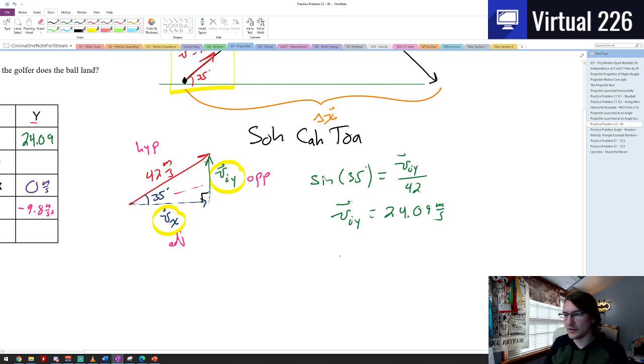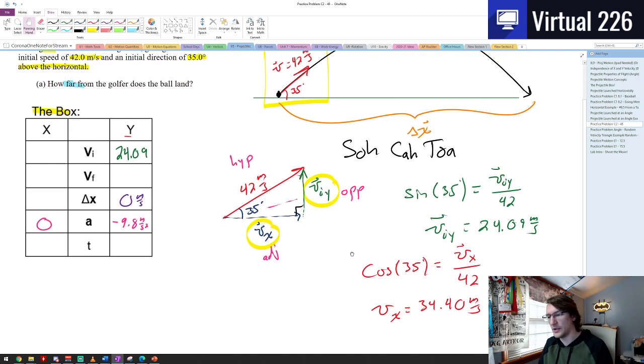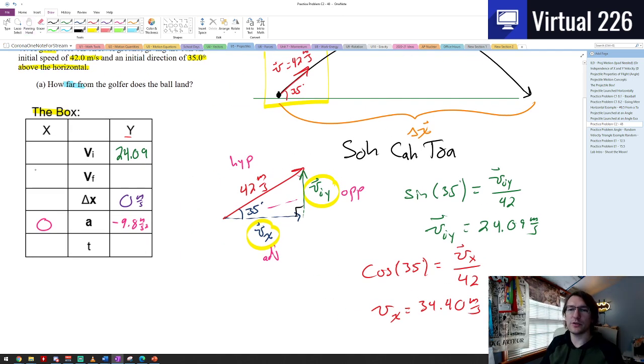What is the x velocity here? Well, that's the adjacent side over the hypotenuse. So the cosine of 35 equals the x velocity, and that's both the initial and the final because there's no acceleration, divided by 42. Multiply by 42 on each side, so 42 times the cosine of 35, and we find that the x velocity is 34.40 meters per second. We can put that in the box. And remember, because there's no acceleration and there's no air resistance, both of these are going to be 34.40.